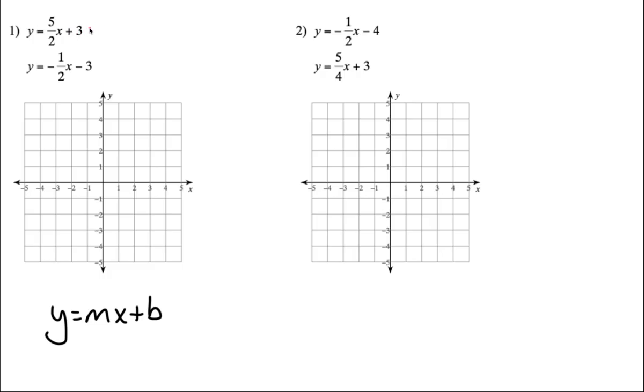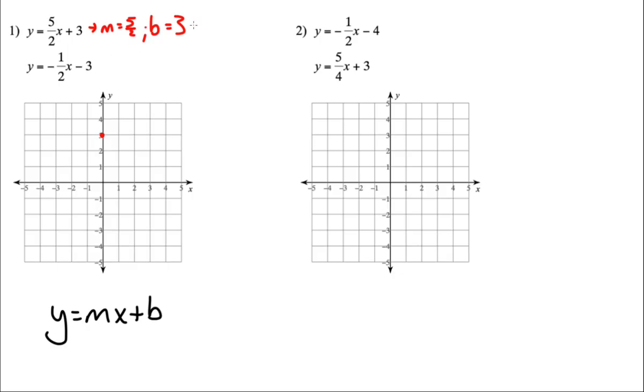For this one, my m is going to be right here. M is going to be 5/2, and my b is going to be equal to 3. So if I wanted to graph that, I begin with 3. It crosses the y-intercept at 3. And then I move 5 over 2.